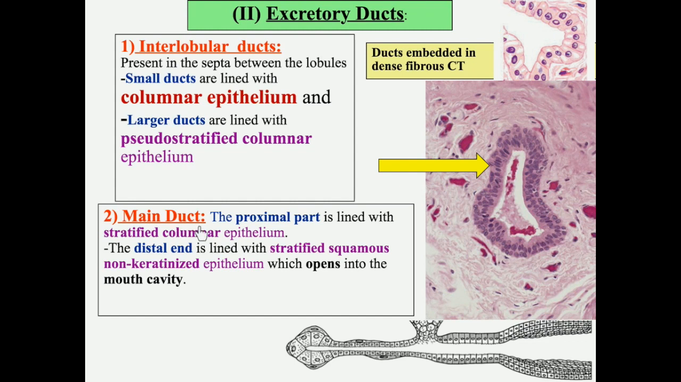Then we have the main duct, which is lined by the stratified columnar epithelium, and at its distal end, where it opens in the oral cavity, it is transformed to stratified squamous non-keratinized epithelium opposite the upper second molar tooth.